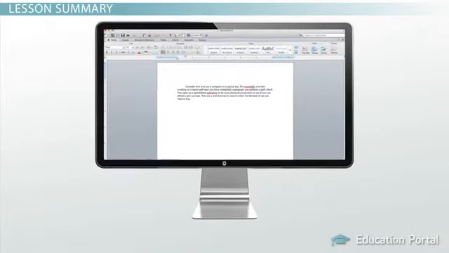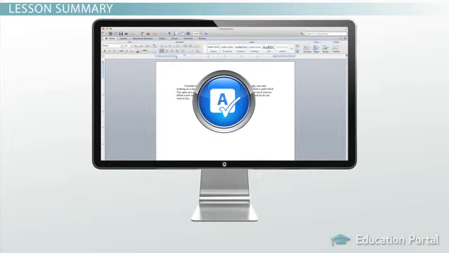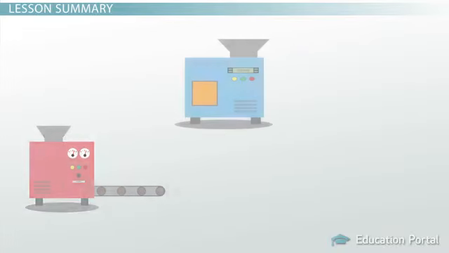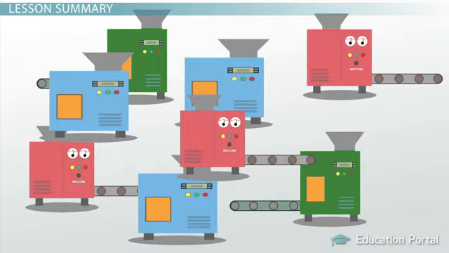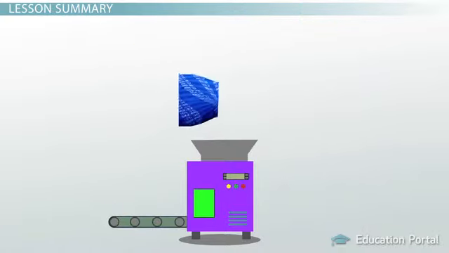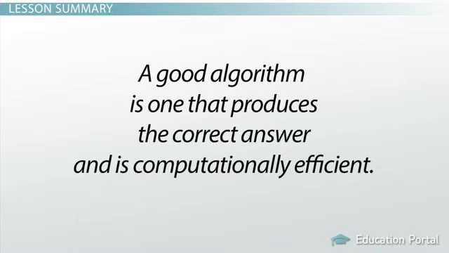Tasks performed by computers consist of algorithms. An algorithm is a well-defined procedure that allows a computer to solve a problem. A particular problem can typically be solved by more than one algorithm. Optimization is the process of finding the most efficient algorithm for a given task. A good algorithm is one that produces the correct answer and is computationally efficient.